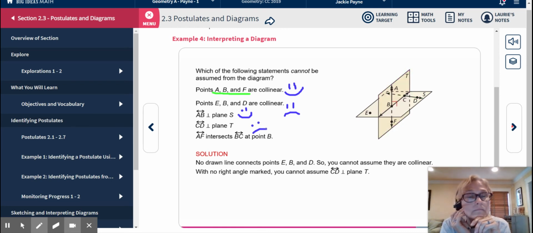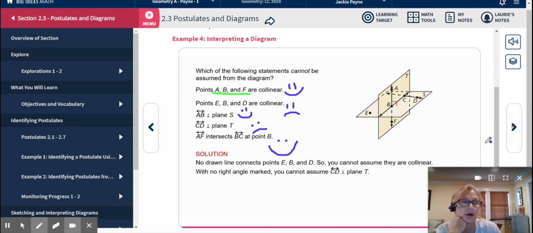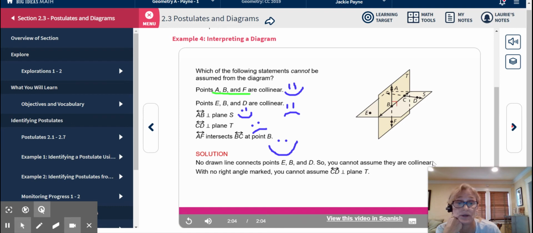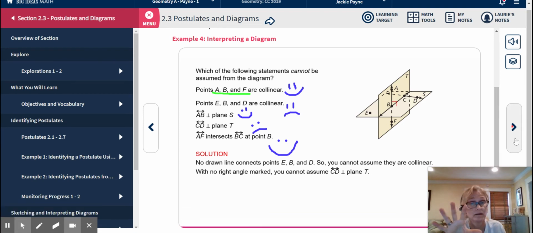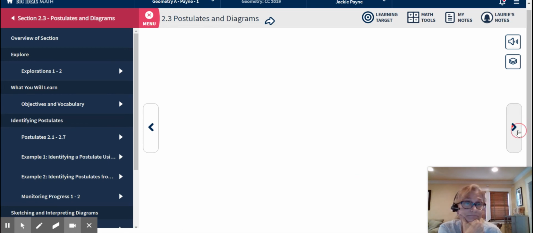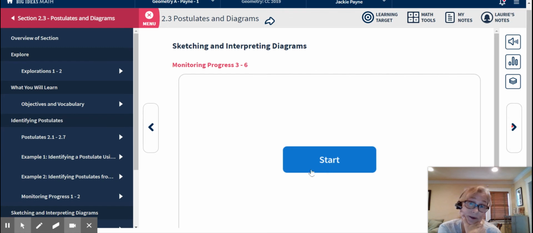For the last statement, locate lines AF and BC in the diagram. The line intersection postulate states if two lines intersect, then their intersection is exactly 1 point. In the diagram, their intersection is point B. So you can assume line AF intersects line BC at point B. Go through that as many times as you need to until you really get it, and watch the diagram color. We're going to continue though, so here we go.